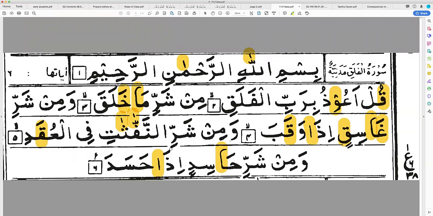So one more time, the whole verse. Wa min sharrin nafathati fil uqad. Okay, well done. Don't rush through it, but we'll come back, okay? Wa min sharri hasid idha hasad. Well done.